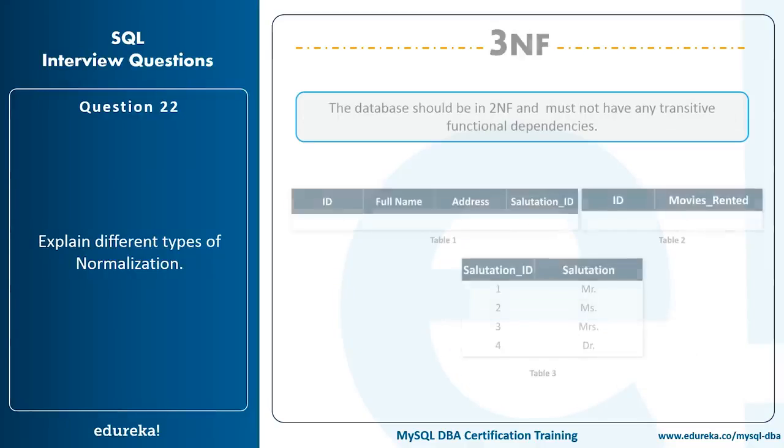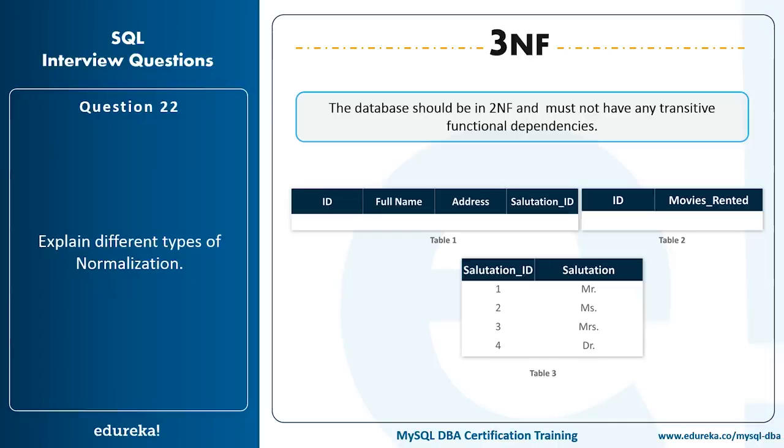Now moving forward to 3NF. For a database to be in 3NF, you need to make sure that your database is first in 2NF and must not have any transitive functional dependency. So for that, you're going to further divide the two tables into three tables, as you can see on the screen. We're going to have an ID, full name, address, and salutation ID, and also another table with ID, movies rented, column attributes, and the third table with salutation ID and salutation. So basically, we're going to identify Mr. with 1, Miss with 2, Mrs. with 3, and Doctor with 4. So that's how we're going to get our tables to 3NF.